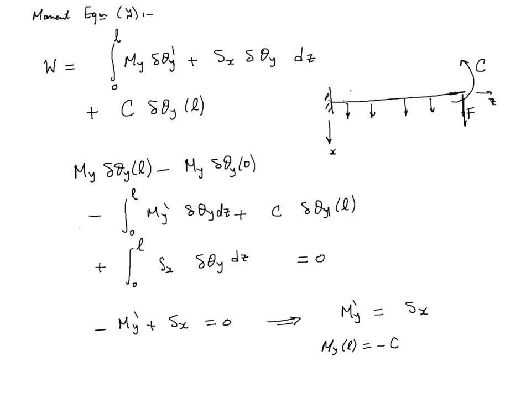While delta theta y at zero is always zero because of the boundary condition, and as such, this term is always going to be zero. So this will give us our differential equation and boundary conditions. You can easily see that the rate of change of the bending moment is equal to the shear force, which is the equation that we have over here.